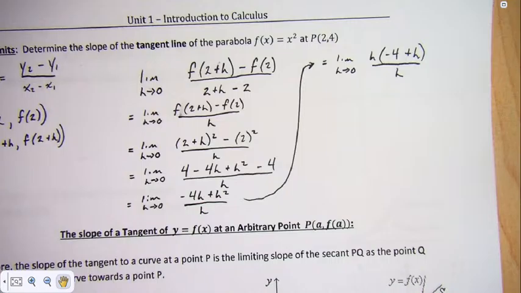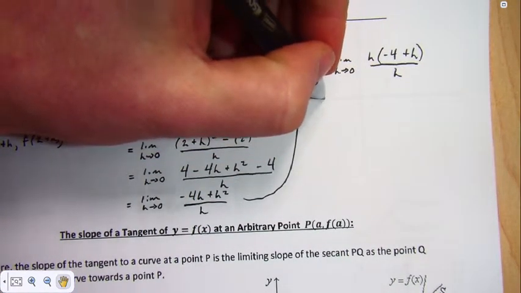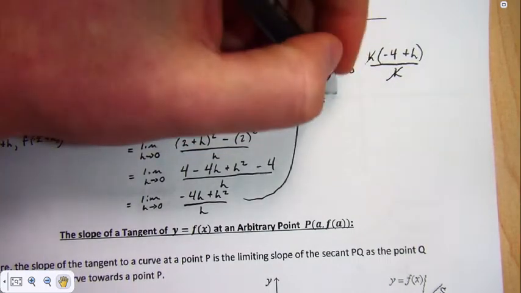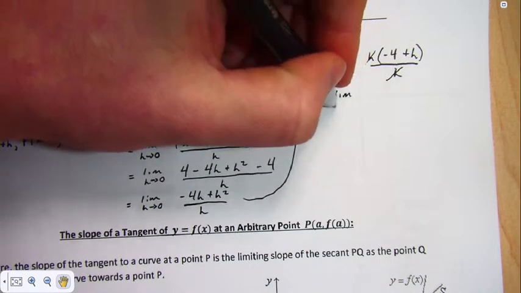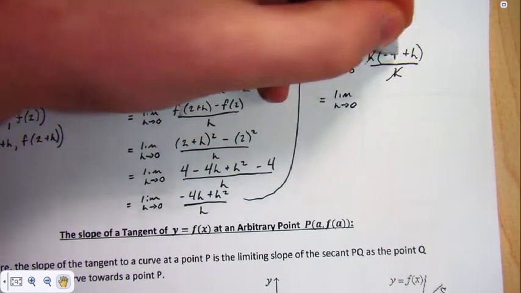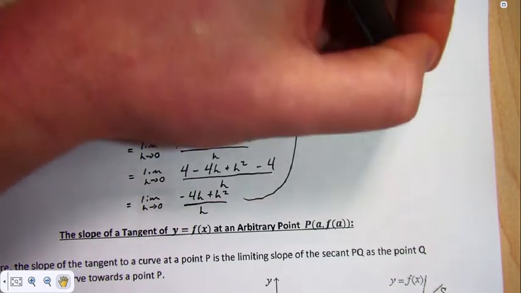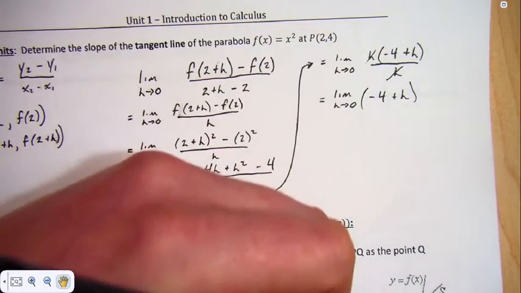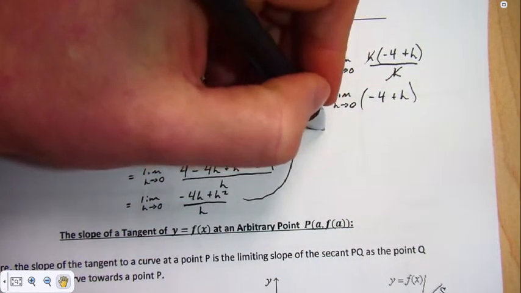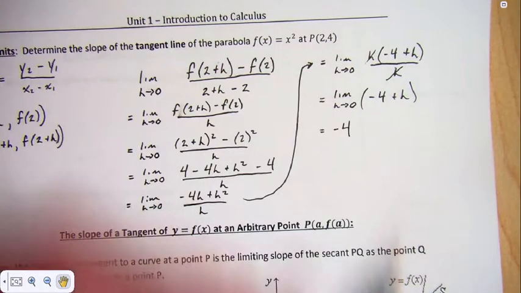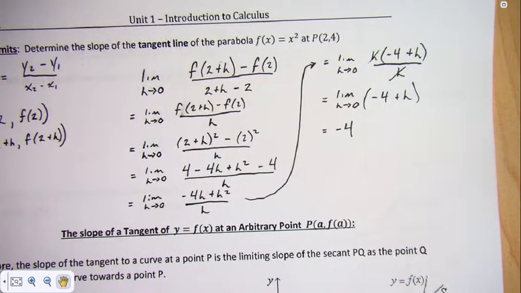Okay? And so from there, we've got an h on the top and an h on the bottom, and so it's the limit as h approaches 0 of negative 4 plus h. And from there, we can now just use direct substitution, and we can see that the answer is going to be negative 4. Okay? And that's all there is to it.